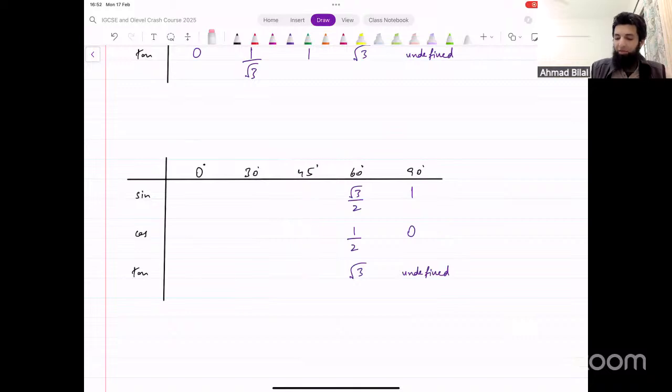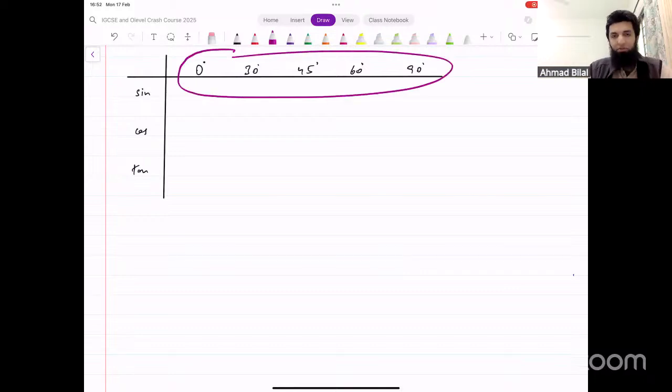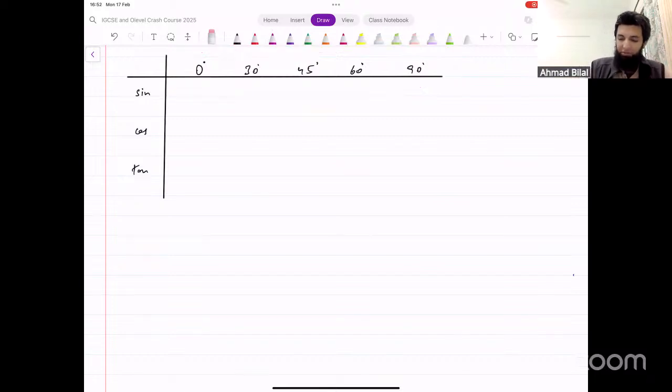In the calculator paper, you can use them from your calculator directly. In the non-calculator paper, you will have to be able to recall them. Now, the way to do this is, you remember that these are the common angles: 0, 30, 45, 60, 90. These are 5 angles in total for which you need to remember the sine, cos, tan values.